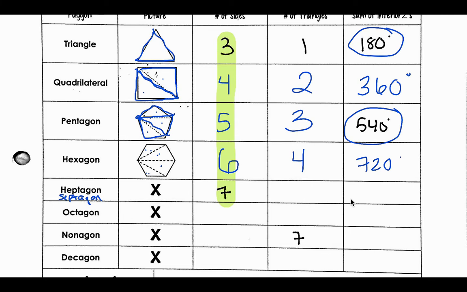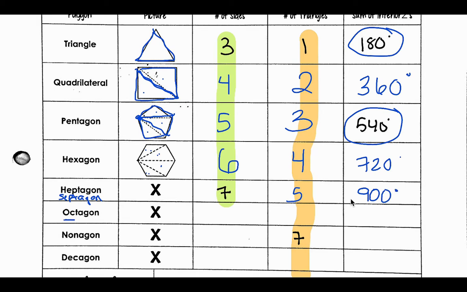But then let's look at this column here. 1, 2, 3, 4. So I'm going to assume that there are 5, since I'm following a pattern. It's a definitive assumption based on mathematical fact and pattern, that there would be 5 triangles within there. So if I did 5 times 180, I'm going to get 900 degrees.